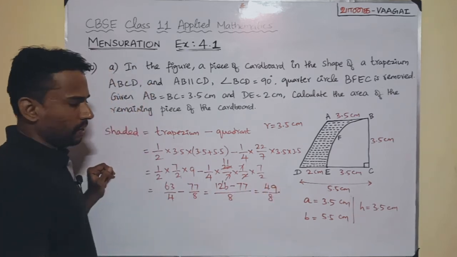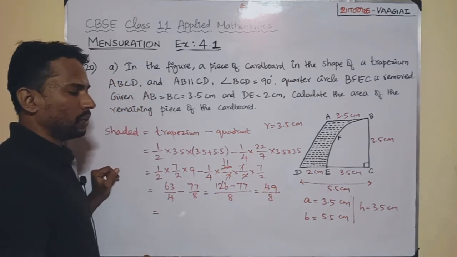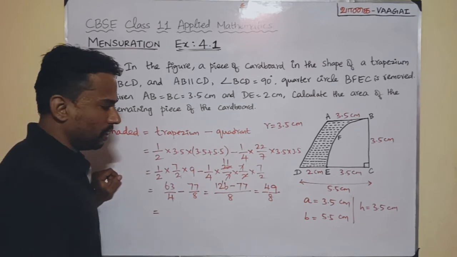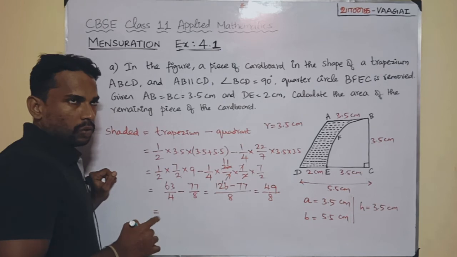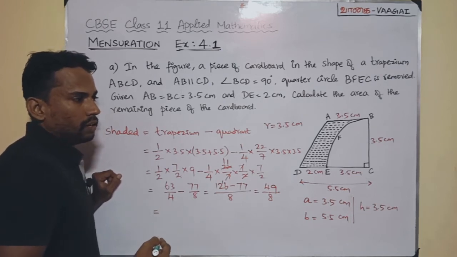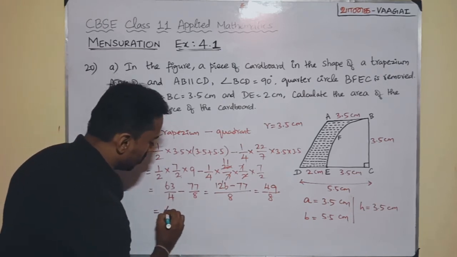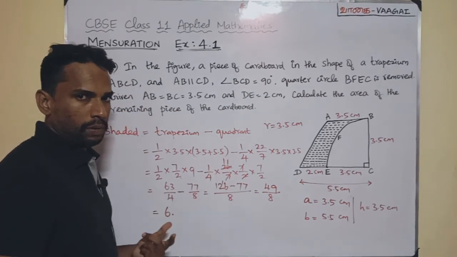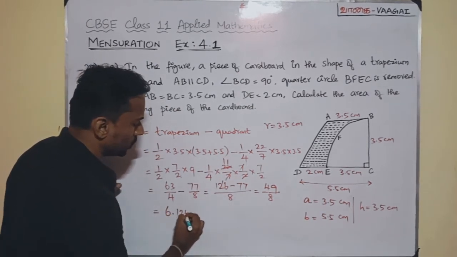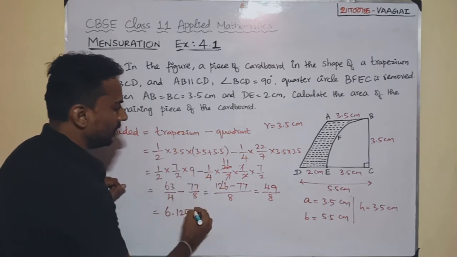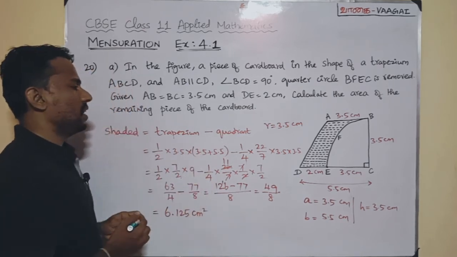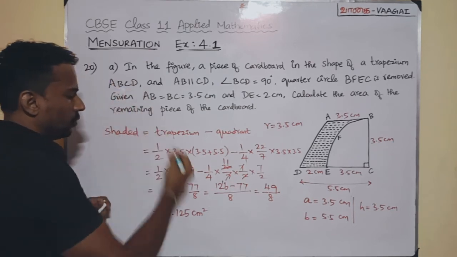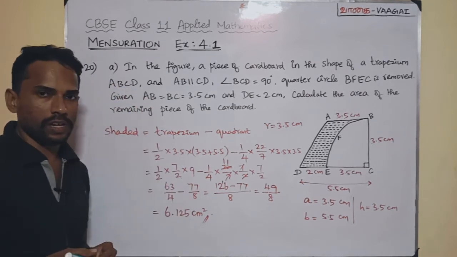So 49 by 8. When you divide and get the answer in decimals, what do you get here? 49 by 8 means I can go up to 8 6s are 48, right? So 8 6s are 48 point. What will be the balance? Balance will be 1 by 8. 1 by 8 will be 0.125. So 6.125 centimeter square, because we are finding area. So centimeter square is going to be the answer for your 20th question, subdivision A.